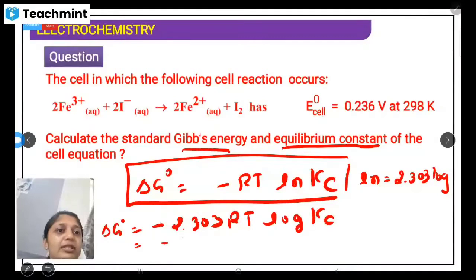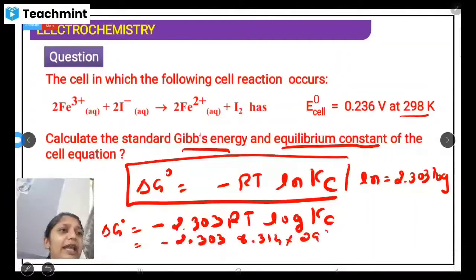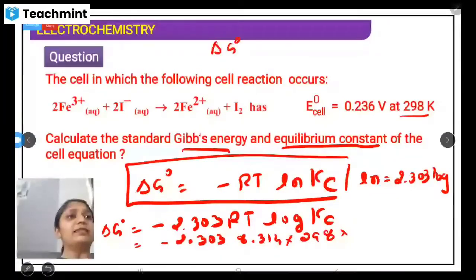So minus 2.303 R in a joule is 8.314. Temperature is shown here in the question. It is 298. Calculate both. Sorry, students. Kc is also not, we don't have. Delta G is also we don't have. So first of all, we will find delta G here by the help of this, the E naught cell.